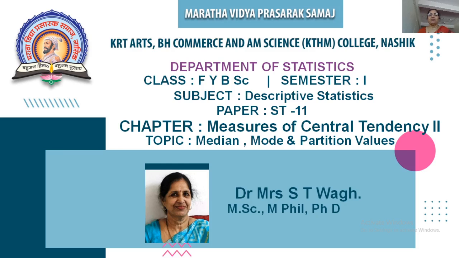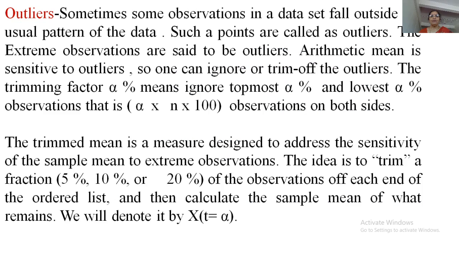So this is actually the step deviation method. That means variable x is transformed to variable u by the transformation ui equal to xi minus A upon h. Then we use this ui as the new variable. Then you compute fi into ui, and then your x bar will be A plus h into summation of fi ui upon capital N.